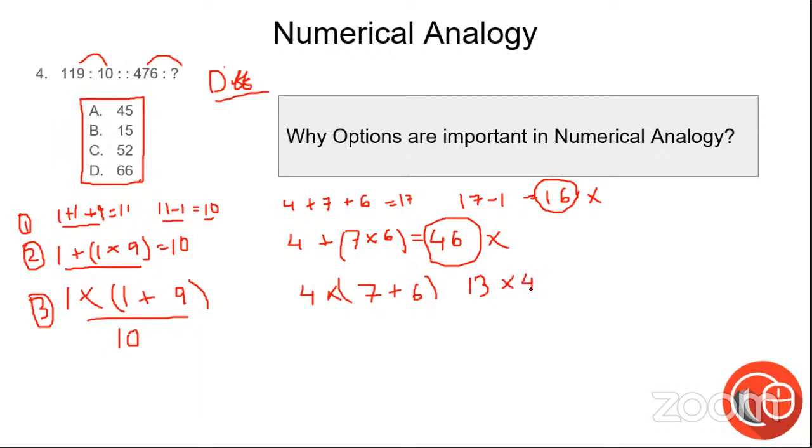Multiply 4 is 52. Is that in the option? Yes, that is in the option. So this is the correct option.